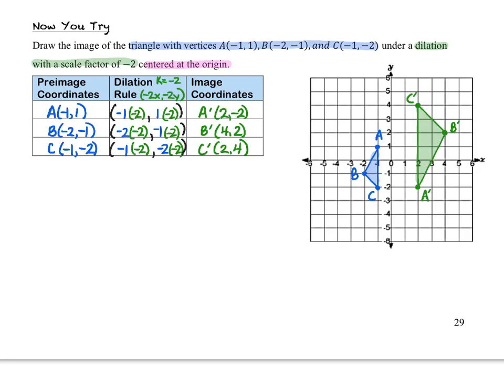Okay, so this was the last example before it's time to do practice problems. Hopefully you were able to graph the pre-image and the image successfully, and you do in fact see the rotation and the dilation in our image. See you back in class.